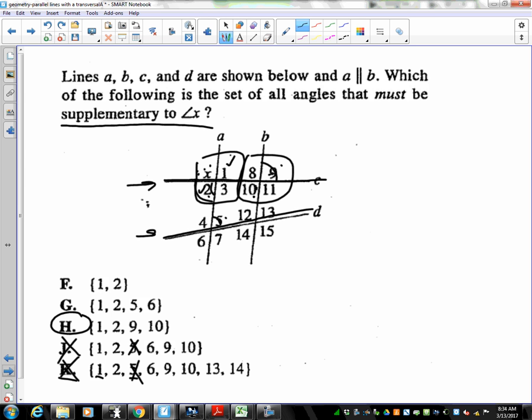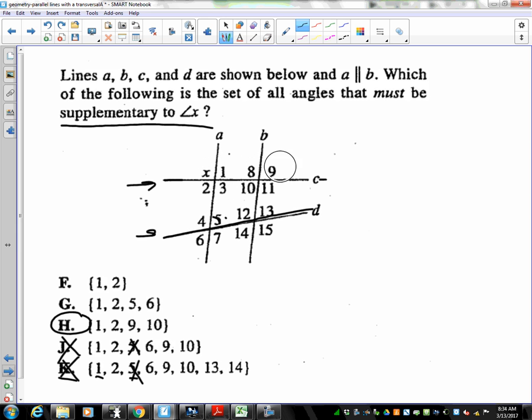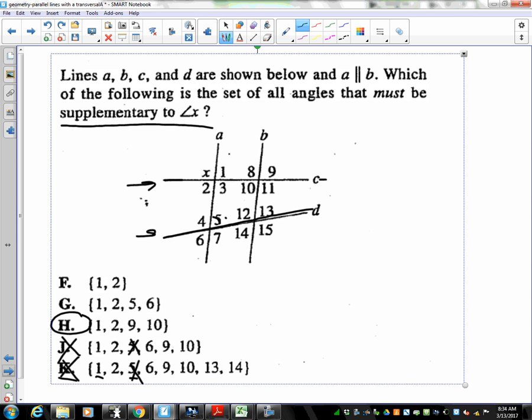Just a strategy of what you could have done there is you could have started off with X being 100 degrees. This is called a strategy where you just put in the numbers into the problem. It's a really good strategy to just pick numbers in the problem to try to answer it. So if you did it this way, you get angle 1 would be 80, angle 2 would be 80, and then angle 3 would be 100.